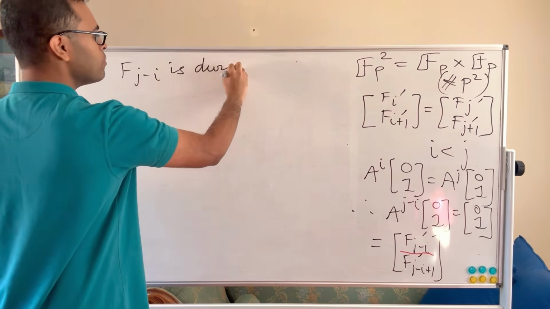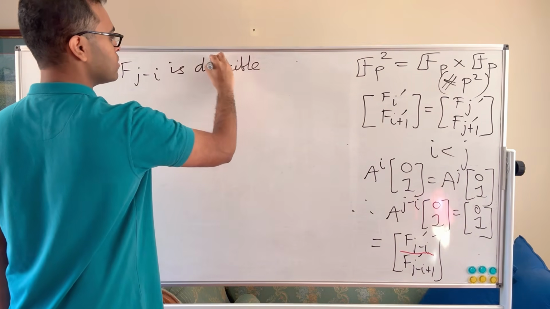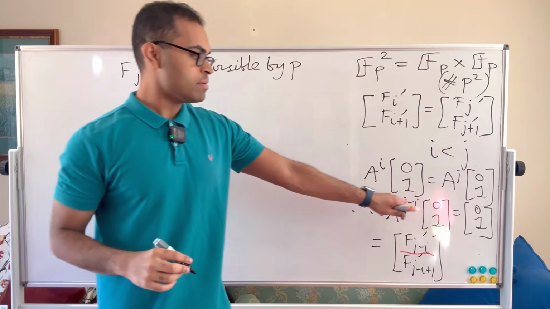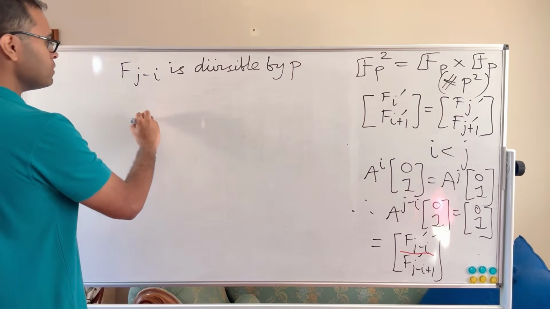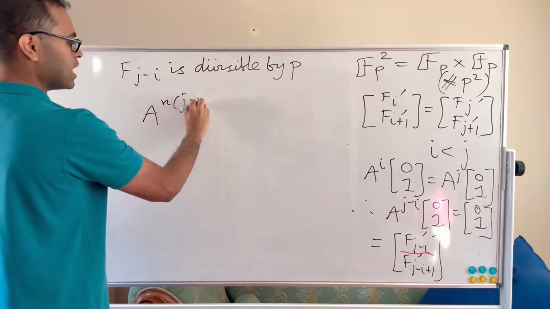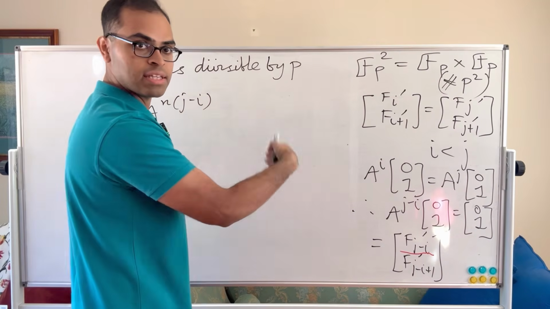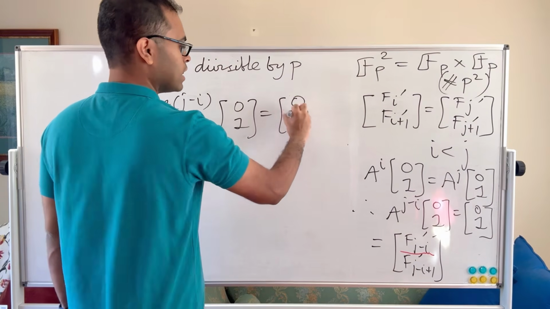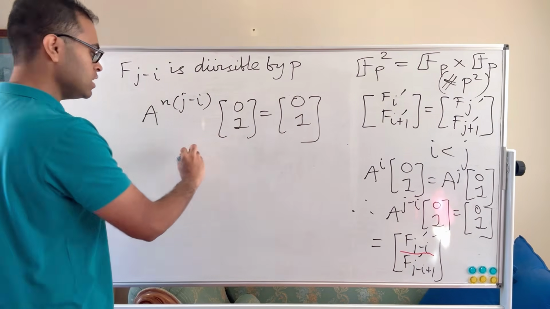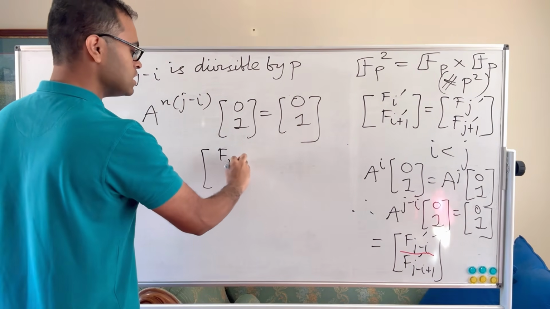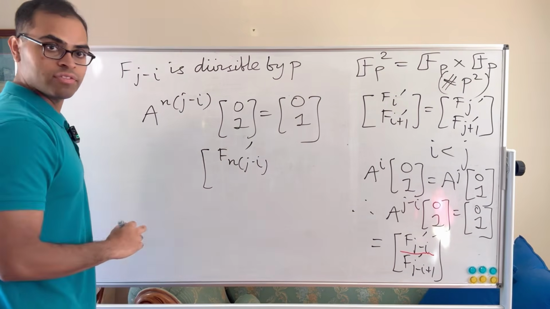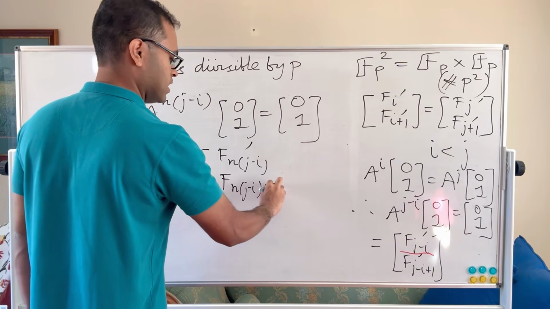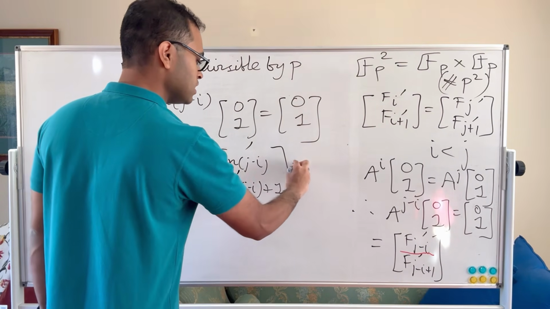Okay, we got that. But how do we know that there are infinitely many terms of the Fibonacci sequence divisible by p? Well, we just apply the same reasoning. A to the power j minus i times (0, 1) is (0, 1). That means that A to the power n times (j minus i), if you just raise A to the power j minus i to the power n and multiply that with (0, 1), you also get (0, 1). And that means that this is going to equal the f_{n(j-i)} remainder of the Fibonacci sequence, and the f_{n(j-i)+1} remainder. So we're going to get that, and that's going to equal (0, 1).